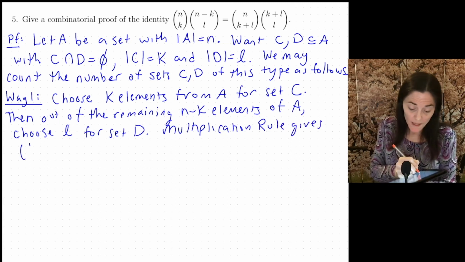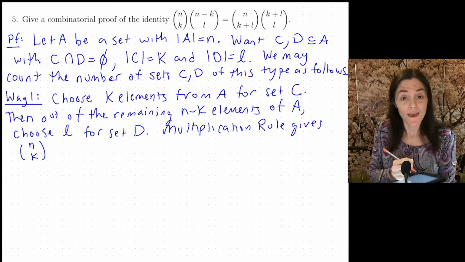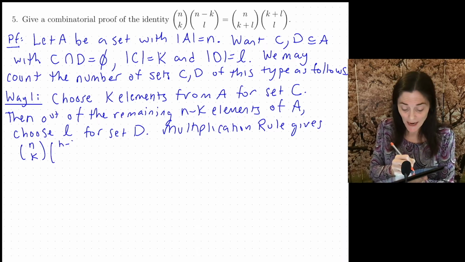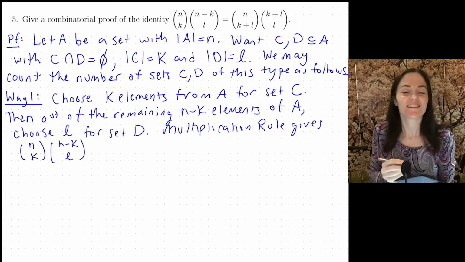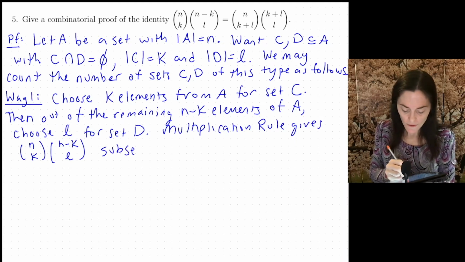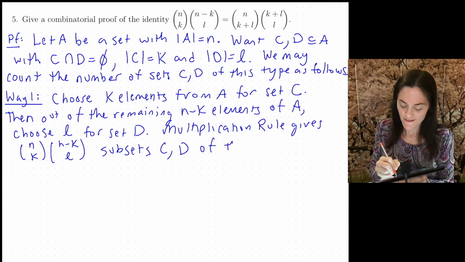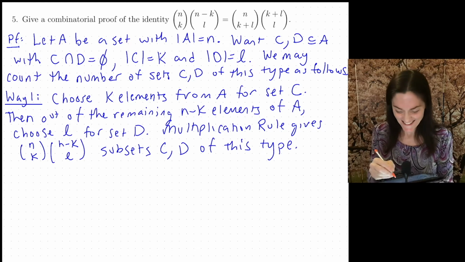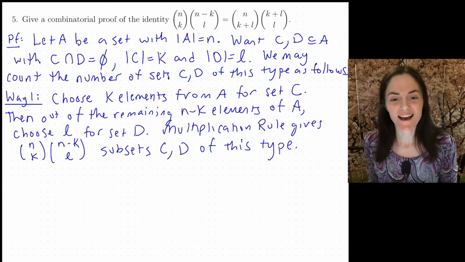Well, we started with n elements, we chose k. Out of the remaining n minus k elements, we chose L. And so we have this product here. And this gives the left-hand side.